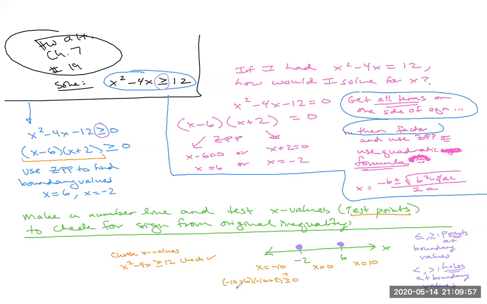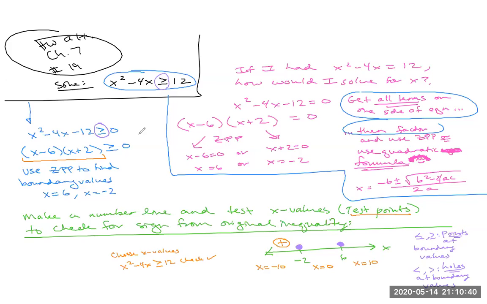Okay, this would be -16 times -8. That's going to come out to 128, which is greater than or equal to 0. So it's true. Let me save a picture of that, and then I'm going to clear the bottom. If you check it in the original, it works as well.